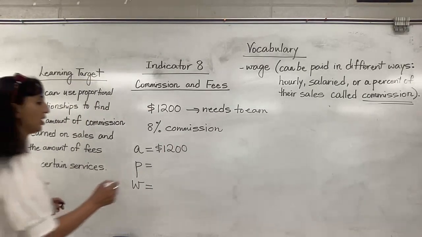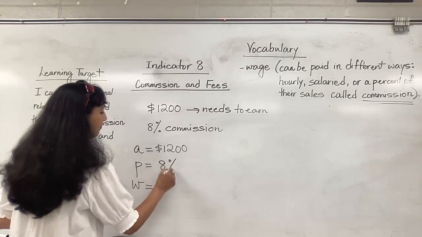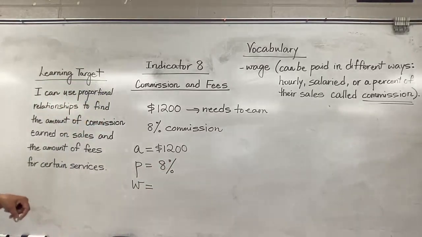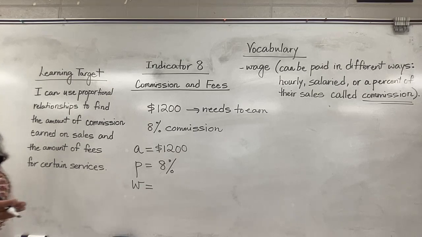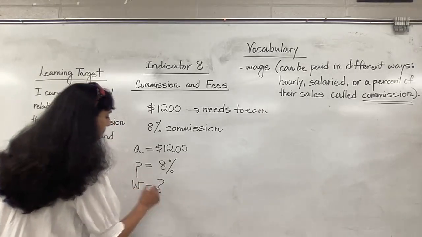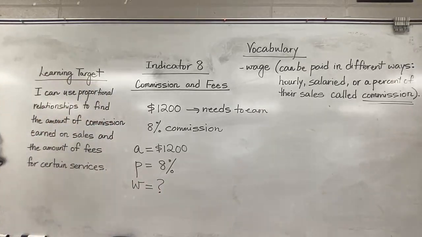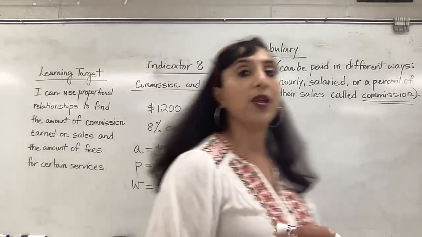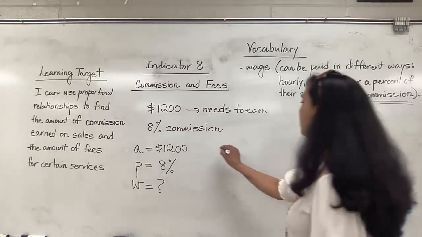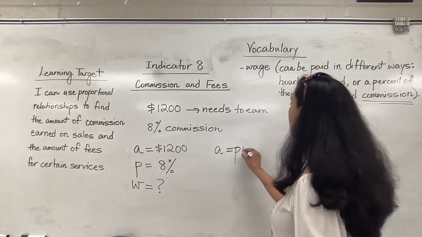And his commission is 8%. And we need to find out how much he is selling, basically. What is the minimum amount he needs to sell in order to earn that 1,200? So this is the part that we need to find out, which is the whole. Okay, so if I am going to write it out as a percent, A is equal to PW.